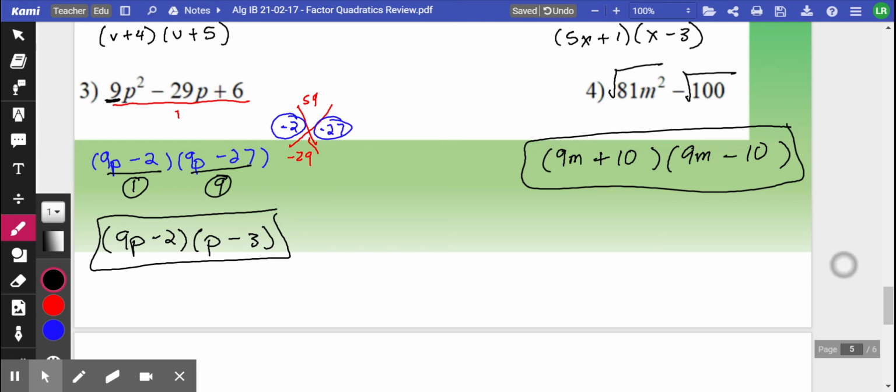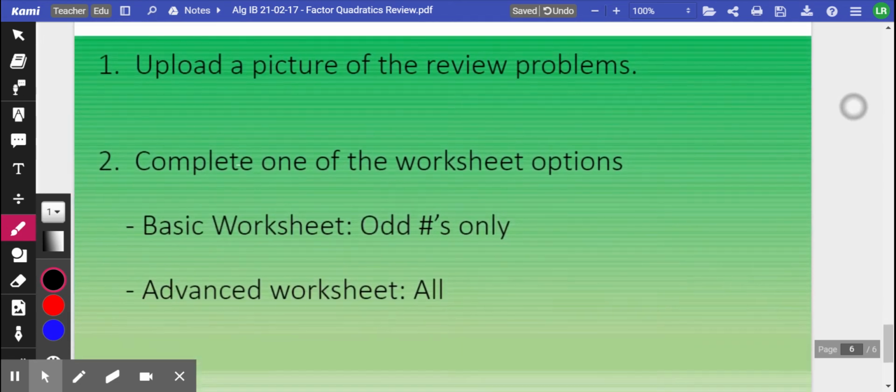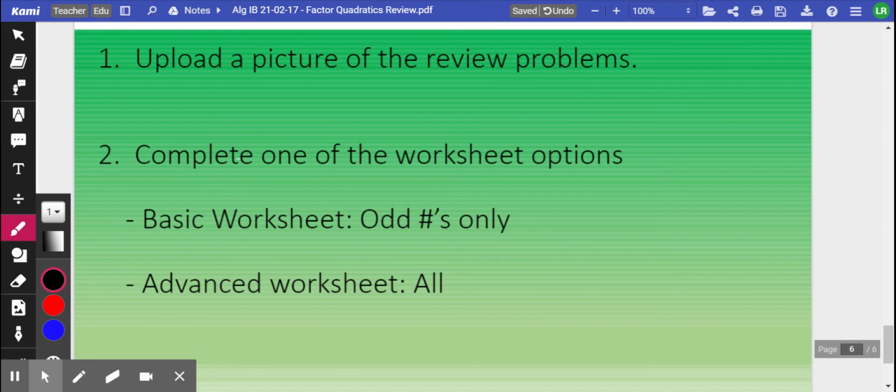Now, what's going to happen? You have to make sure you do upload a picture of those review problems that we just did. And you are going to complete one of the worksheets. Okay. So we have two options. We have the basic worksheet. Now, the basic worksheet has a total of 18 problems on it, but you are only doing the odd problems on the basic one. 1, 3, 5, 7, 9, 11, 13, 15, 17. So there's 9 problems. Okay.